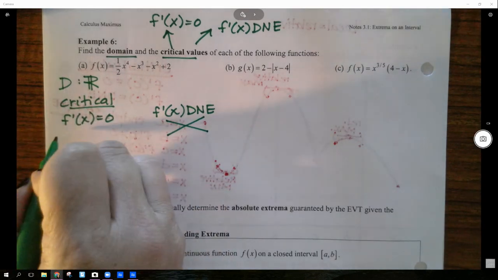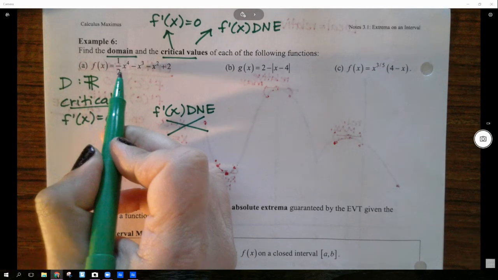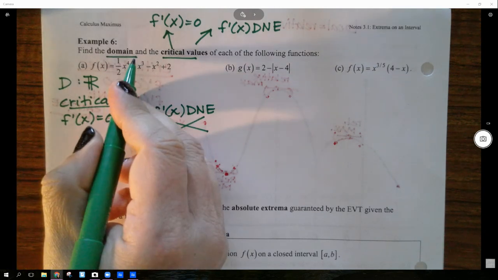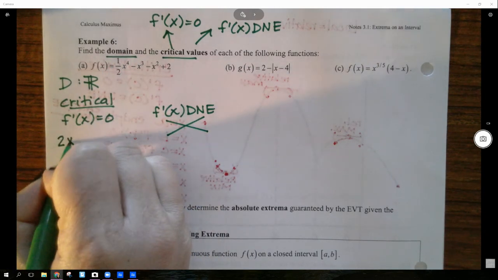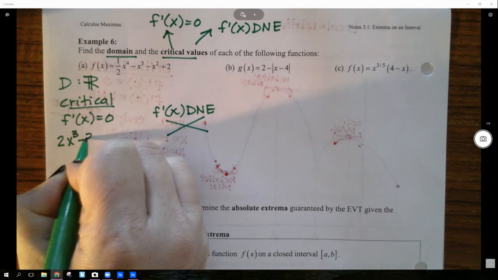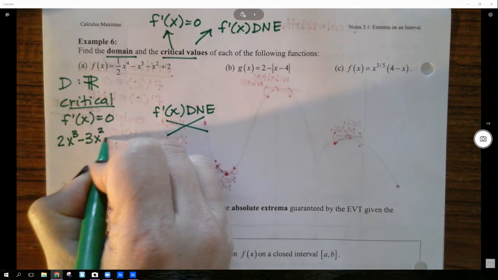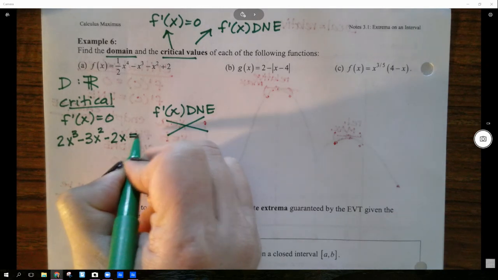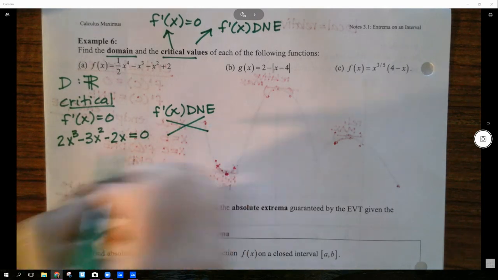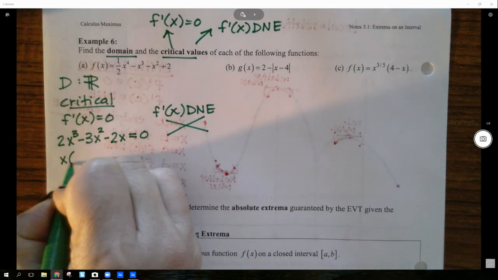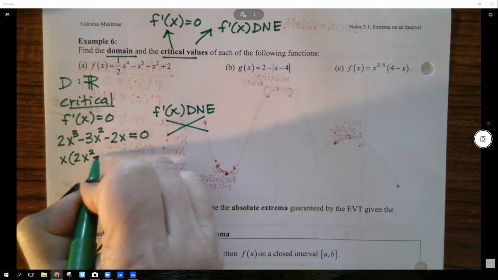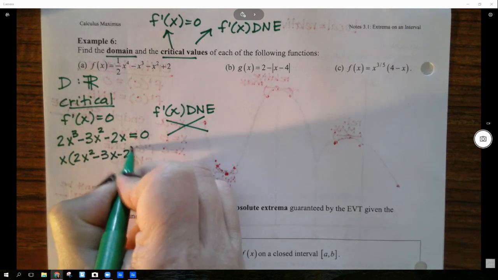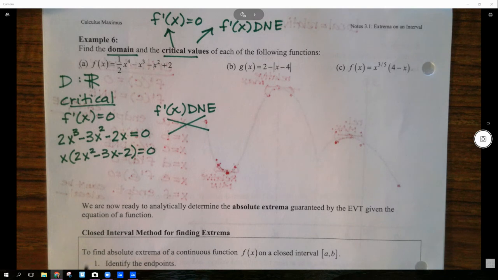So we're going to take and do the power rule. So this is going to be, 4 times a half, which would be 2x to the third minus 3x squared minus 2x. And we're going to set that equal to 0 and solve. We're going to take an x out of everything. So this will become 2x squared minus 3x minus 2 equals 0.